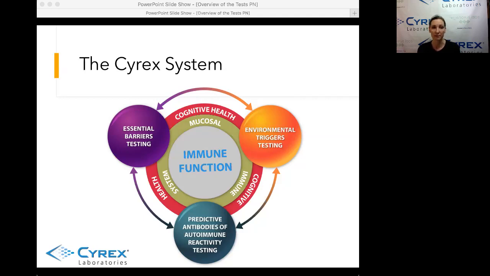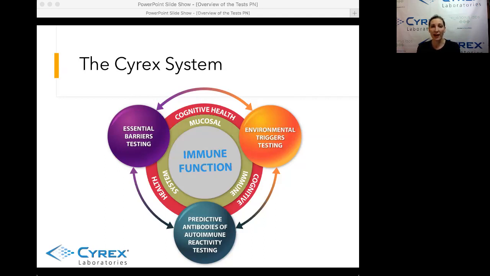So understanding how to use predictive antibody panels and when you would be running that panel on somebody with a diagnosed autoimmune disease or somebody who you're trying to identify early is a really important part of the Cyrex system, and also for us supporting you as a clinician to do the best for your patient population.